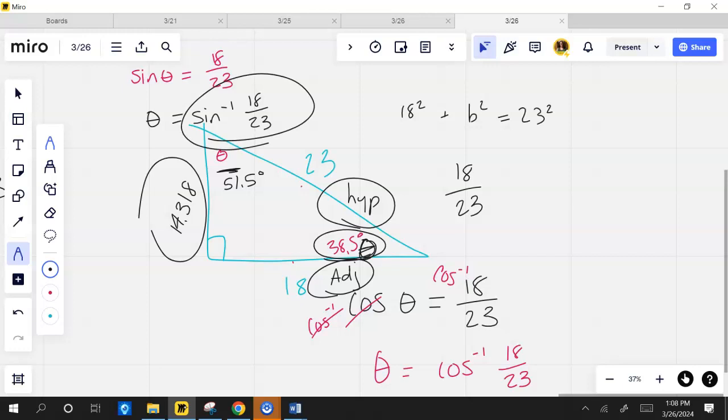51.5. So either way you do it, it doesn't matter where you make your theta, as long as you're looking at the sides that relate to that theta. Does that make sense? That's it.